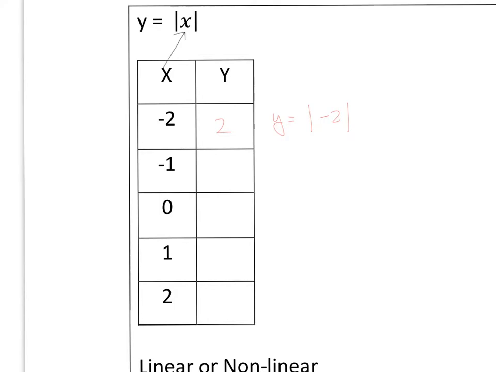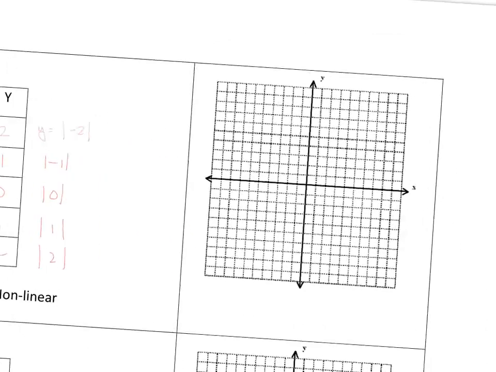The absolute value of -1 is 1. The absolute value of 0 is 0. The absolute value of 1 is 1. And the absolute value of 2 is 2. Okay. All right, so now we come over here. Let's do our grid. So -2, 2.